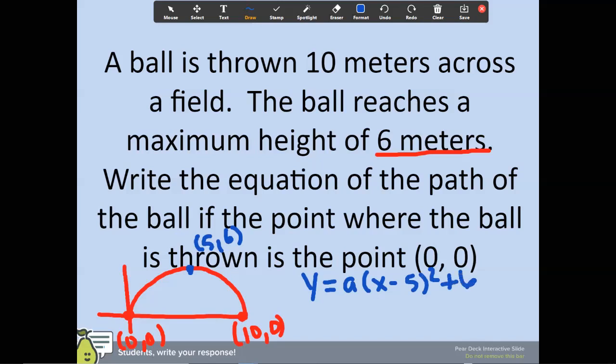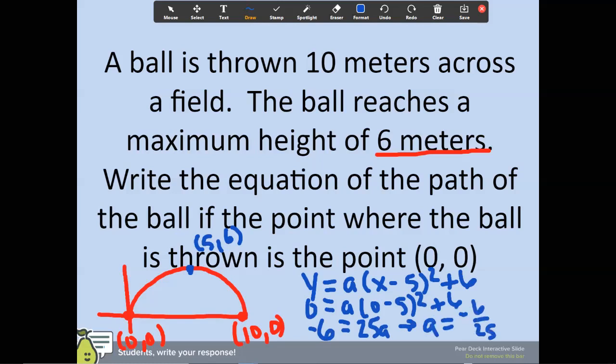6. I'm going to put 0, 0 in. 0 is equal to a times 0 minus 5 squared plus 6. I'm going to do a couple steps at one time. I'm going to bring the 6 over, so it's a negative 6. And 0 minus 5 quantity squared is negative 5 squared, which is 25a. And so my a is negative 6 over 25.